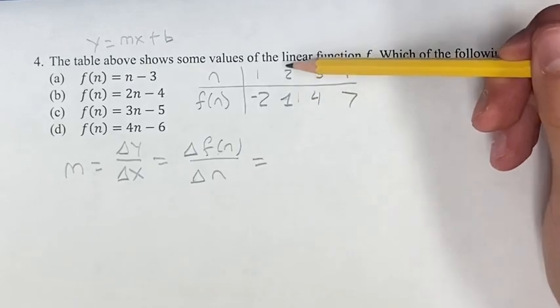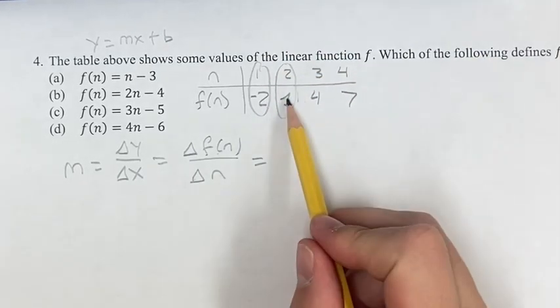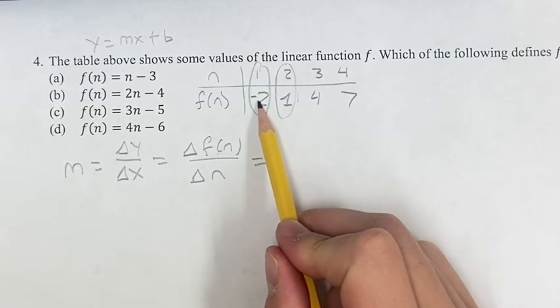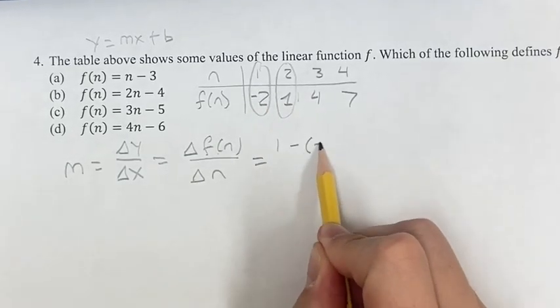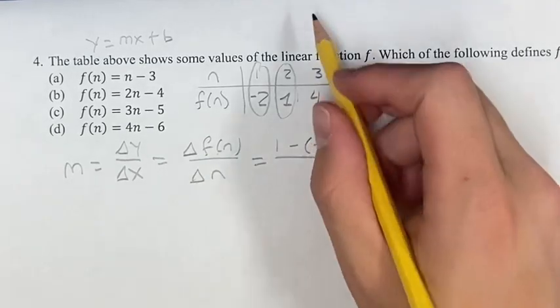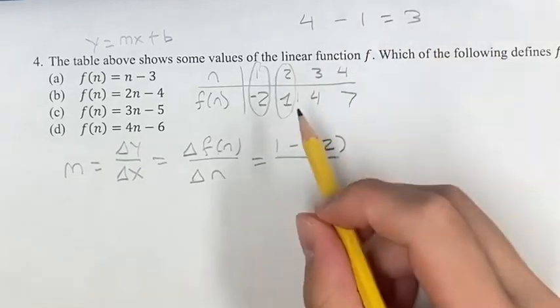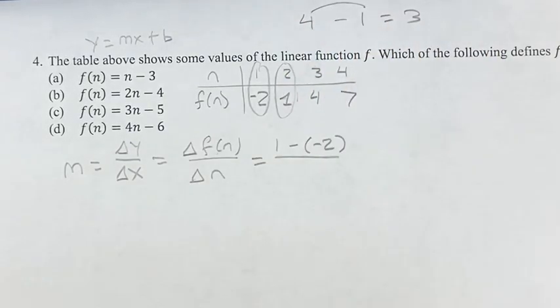So let's say we're going from this point to this point. So the change in f of n is going to be 1 minus negative 2. Right? The change between two things is you subtract them. So the change between 4 and 1, well, 4 minus 1 is 3. And if you're going from 4 to 1, that's going to be 3. So that's how you find the change in something. You subtract the two values.